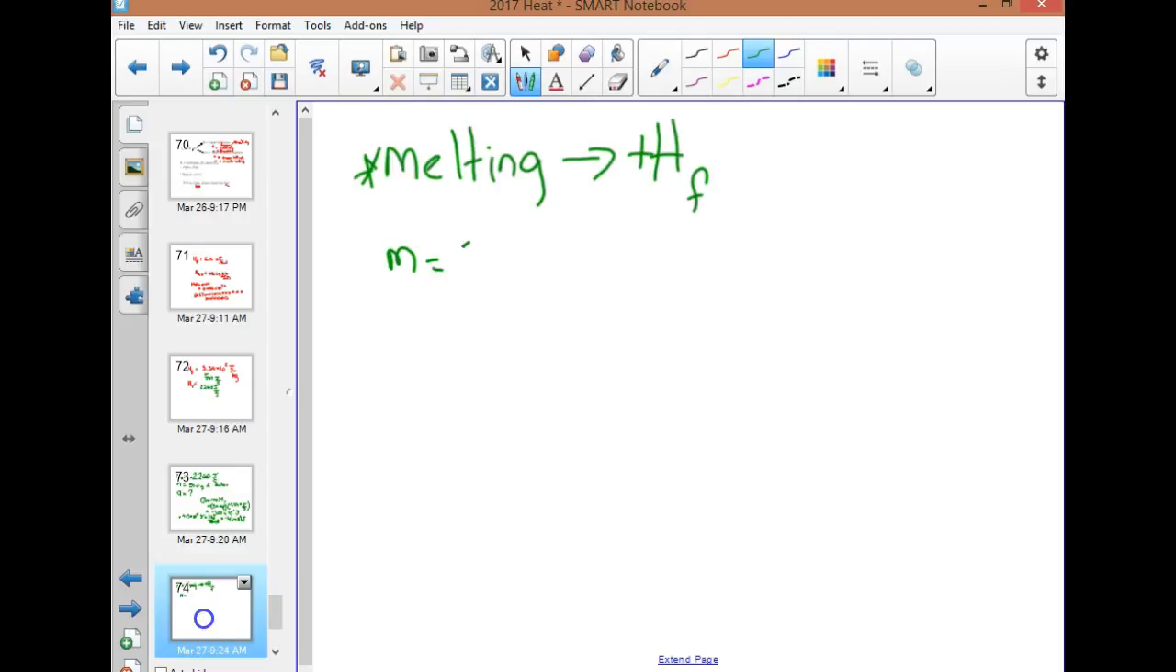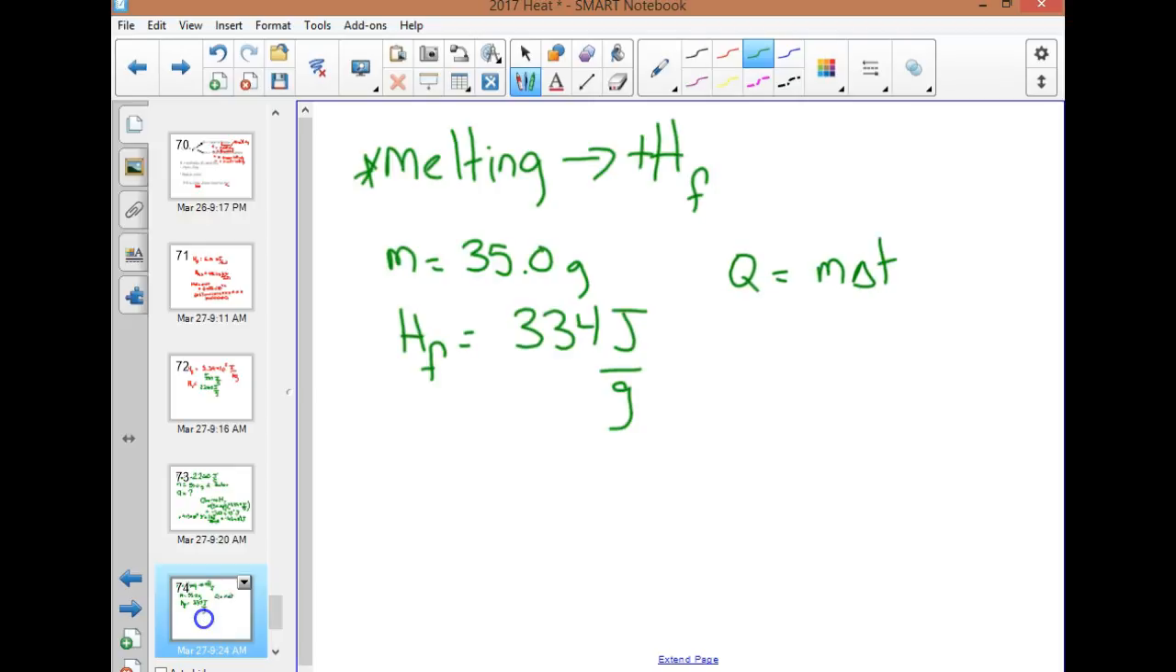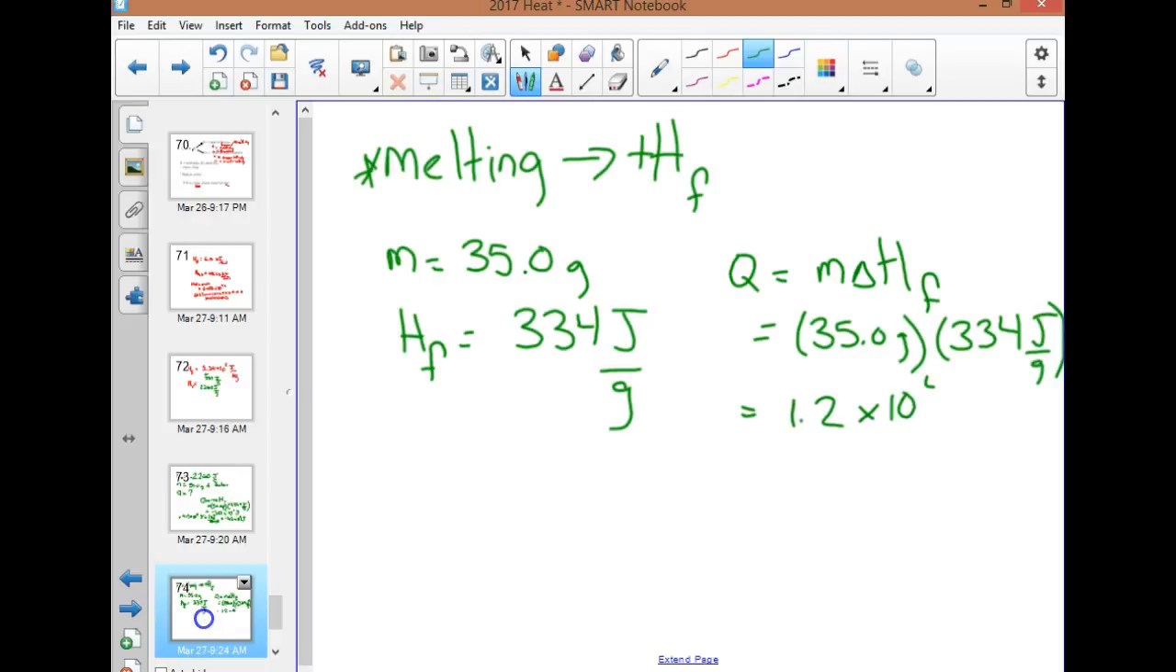So my mass is 35.0 grams. My heat of fusion value is 334 joules per gram. I'm calculating how much heat is actually transferred in this process. So we have 35 grams multiplied by 334 joules per gram. This gives you an answer of 1.17 times 10 exponent 4 joules.